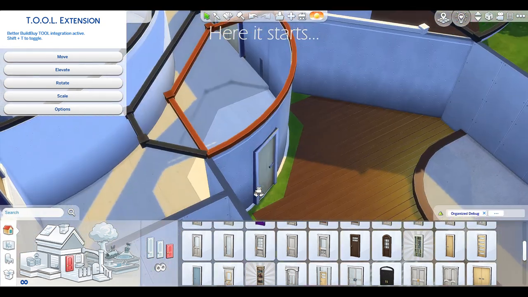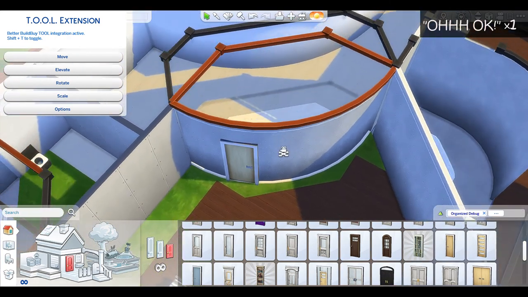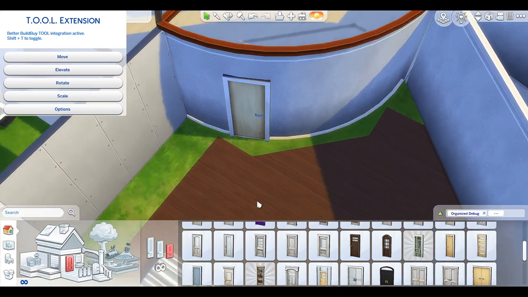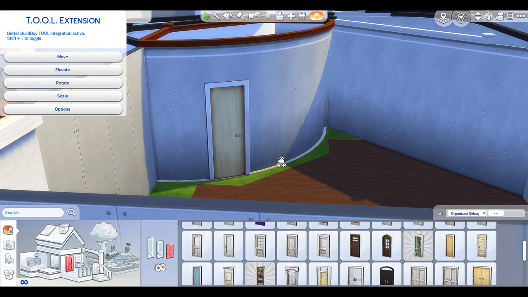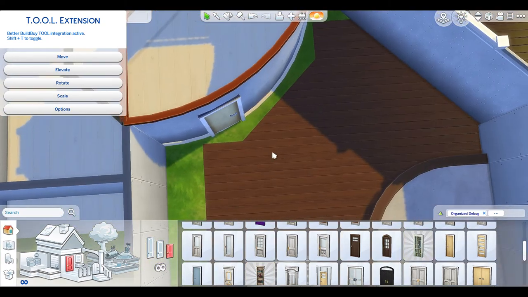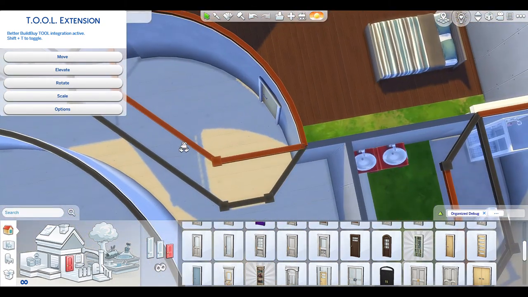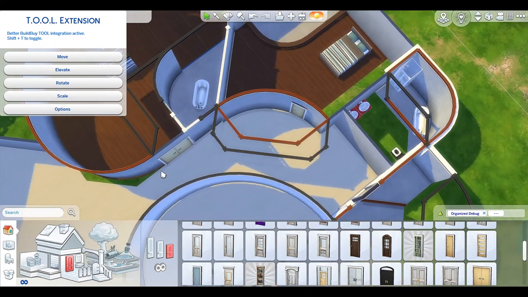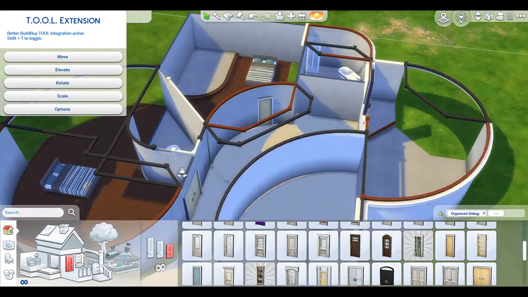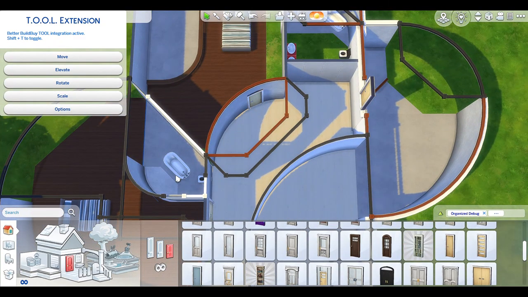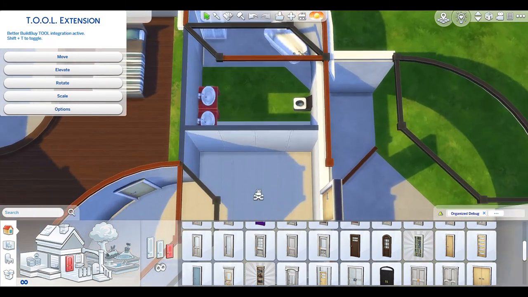Okay. What happens here? Okay. It's not too bad, you know? I can live with that. So we might have the bathroom over here.